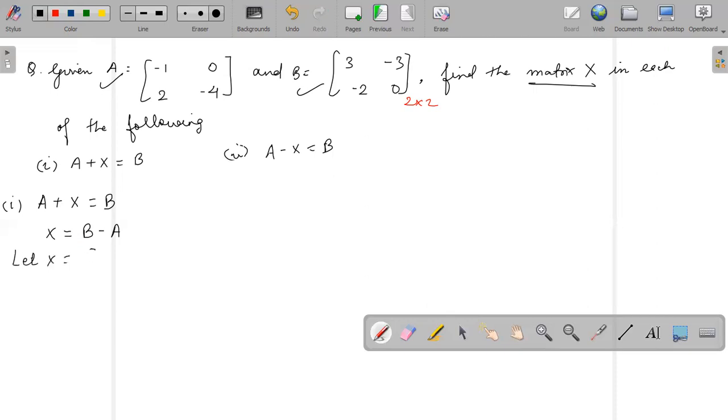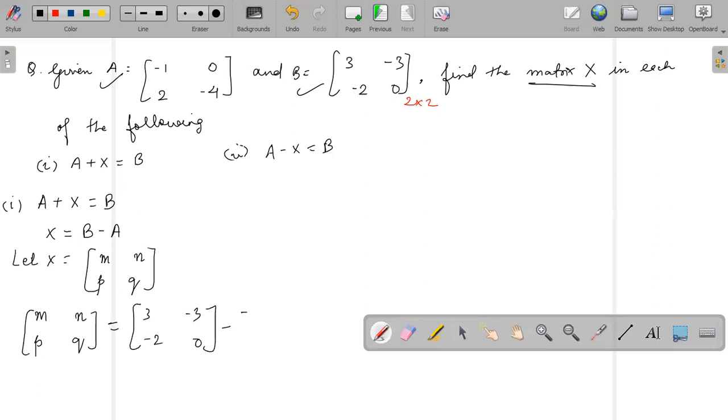Let X is equal to, तो 2 cross 2 में 4 पोजीशंस होंगे. यहाँ पे तुम लिख दो इसका नाम M N P Q, इस तरह से लिख सकते हैं. कोई भी वेरिएबल्स दे सकते हैं, ABCD भी नाम दे सकते थे, मैंने MNPQ दे दिया. So now X के प्लेस पे I will write MNPQ is equal to B minus A, right? So B is 3 minus 3 minus 2, 0, minus A.